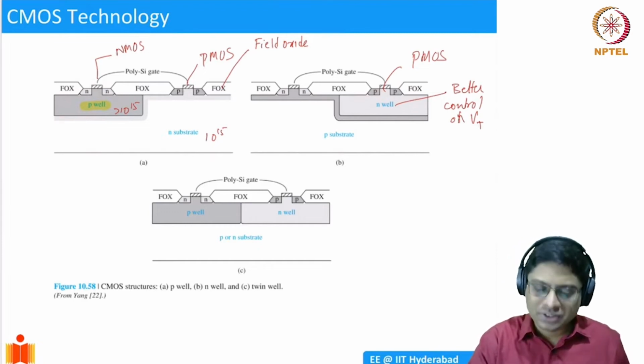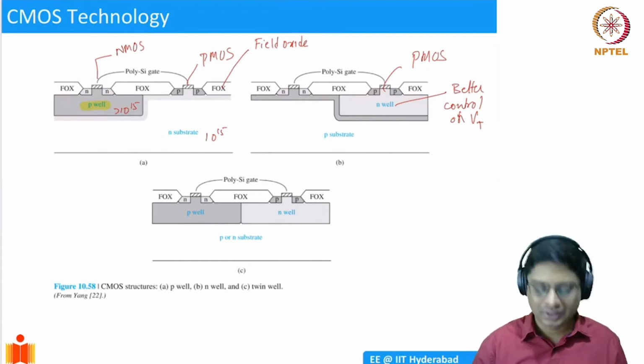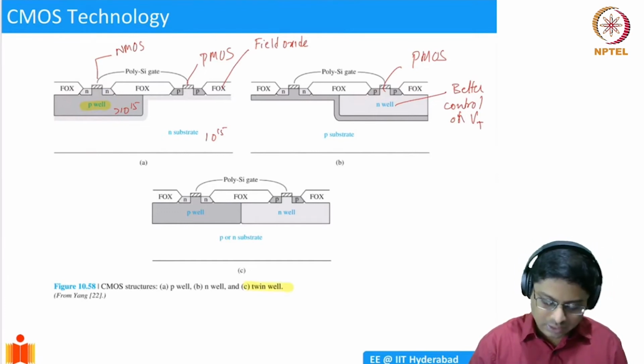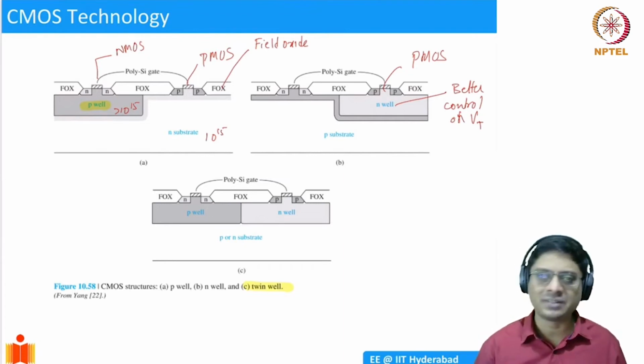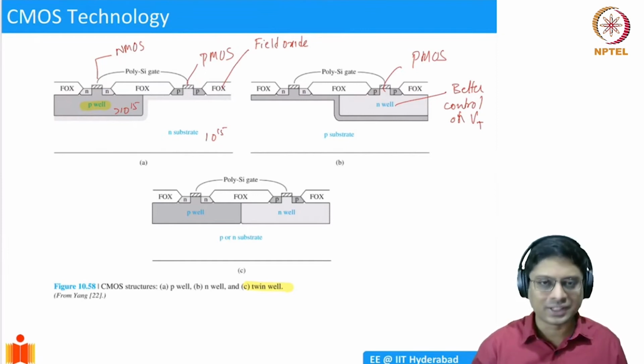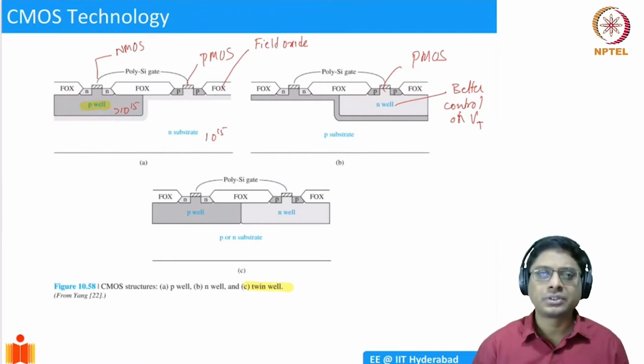So eventually, in the recent technologies, what we do is we have both N well and P well, so that we call a twin well process. Okay. So we take a substrate, any substrate, it doesn't really matter, P or N, and then create an N well for the PMOS device and a P well for an NMOS device. Okay. And then you make this connection. So this is a twin well process, which is routinely used.